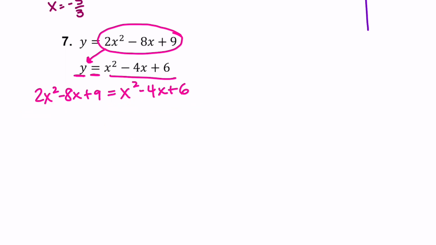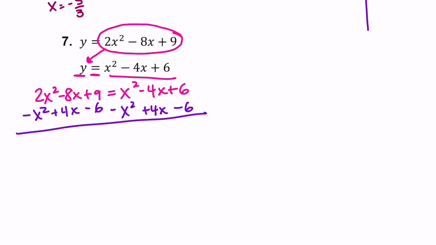That I do not want. So what I'm going to do is take all of this stuff on the right and pull it to the left. I'm going to minus x squared, add 4x, and minus 6 from both sides. Minus x squared plus 4x minus 6. Okay, everything on the right side is going to cancel. I'm going to get a 0 there.